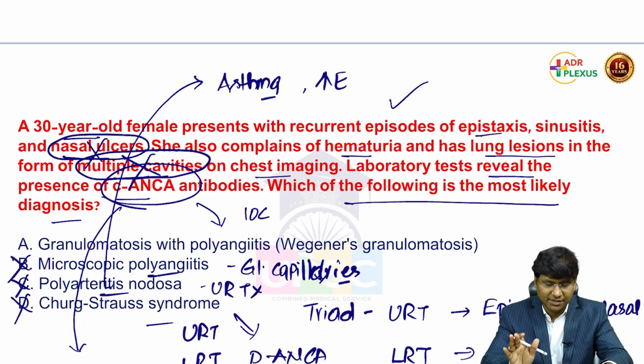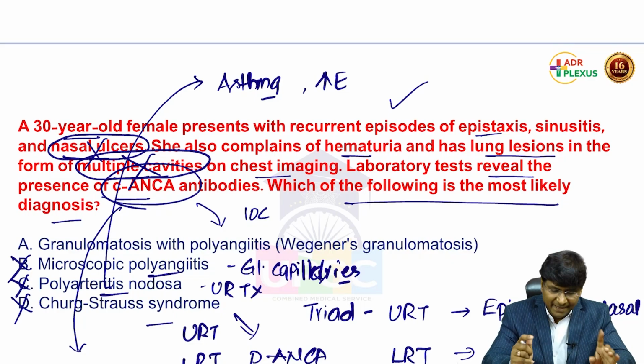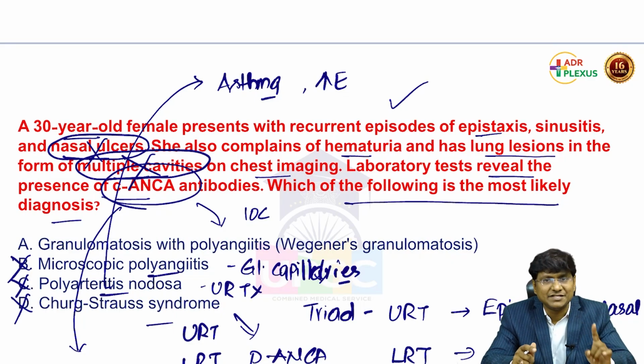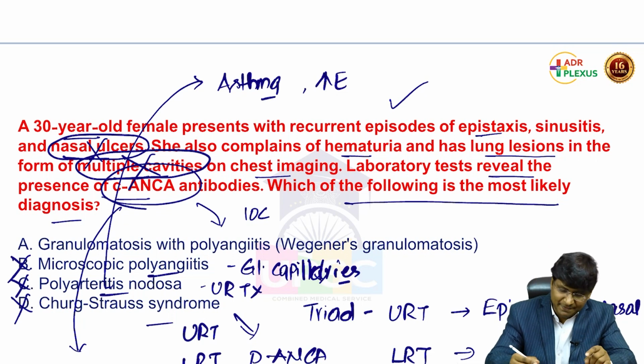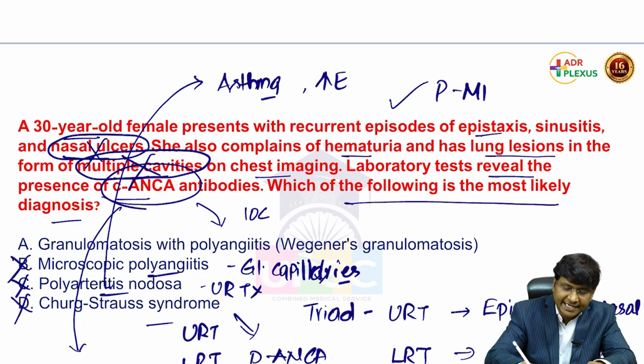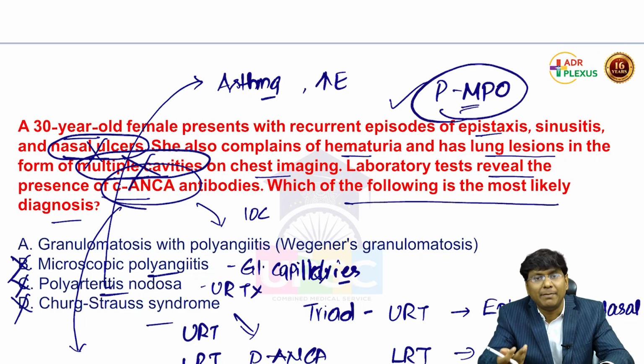So that is about the Churg-Strauss and as well as the Wegener's granulomatosis. So in Wegener's granulomatosis, you have C-ANCA, which is directed against the proteinase 3. Whereas you take the P-ANCA, in microscopic polyangiitis, you have P-ANCA. The P-ANCA is directed against MPO, myeloperoxidase antibodies.